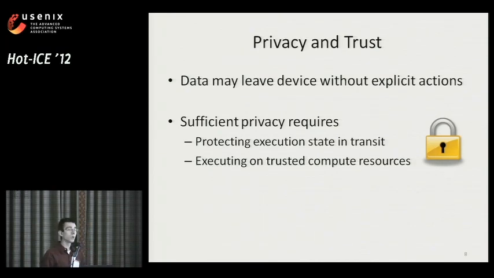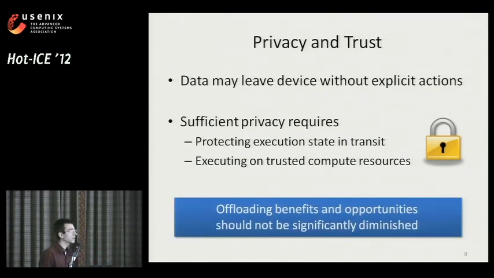The second issue is that we only want to use compute resources that we sufficiently trust. We don't just want to pick any resource. For example, we may not want to use a public cloud resource if we're not sure if our data is going to be compromised. The challenge that we face in ensuring this sufficient privacy is that we want to make sure that the benefits that we receive from offloading, as well as the opportunities we have to do so, aren't significantly diminished by the fact that we're potentially adding overhead by addressing these privacy requirements.